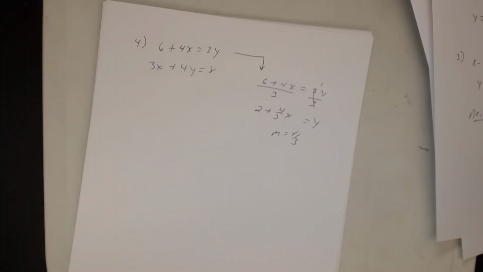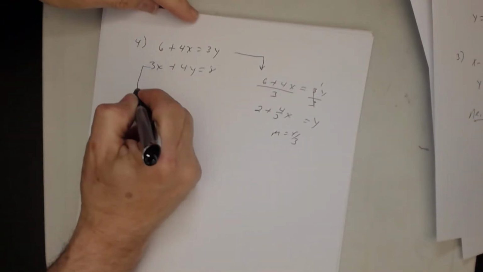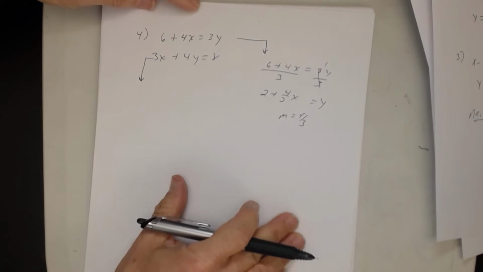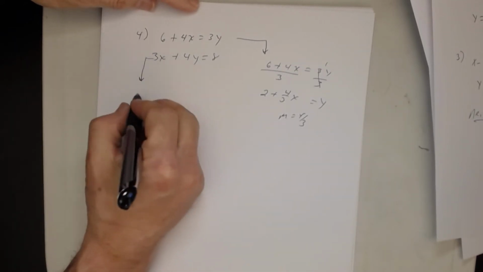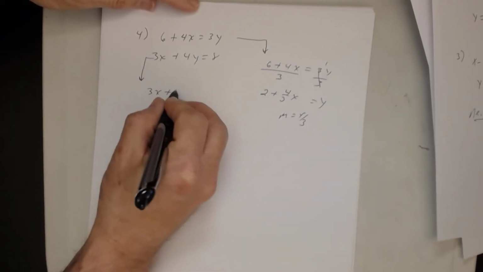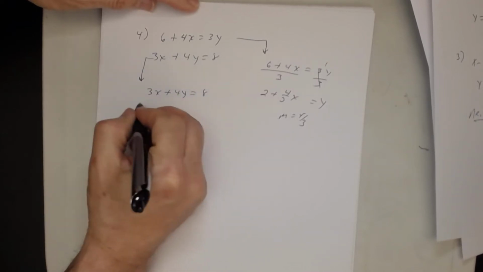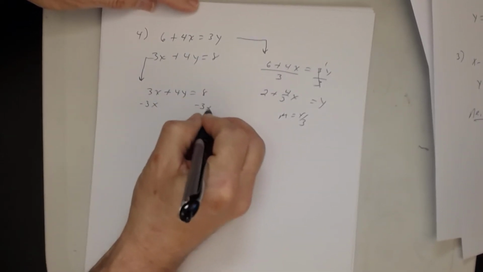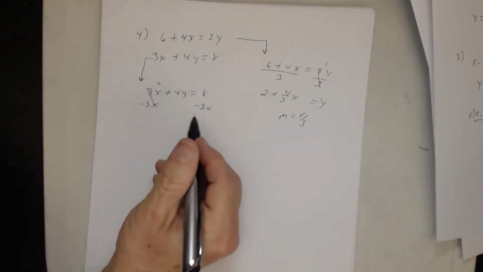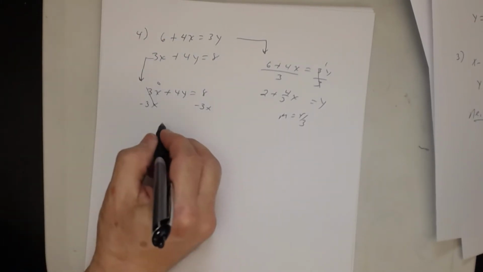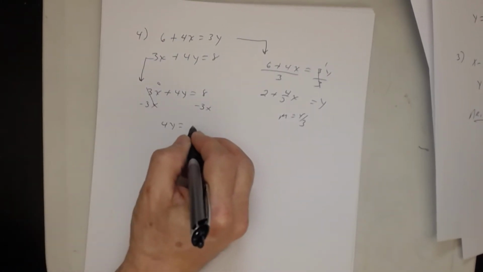Okay. Over here, let's get this in slope-intercept form. So let me go ahead and just rewrite it. So you're going to subtract 3x, correct? And always put the x term first. So it'll be 4y equal what?